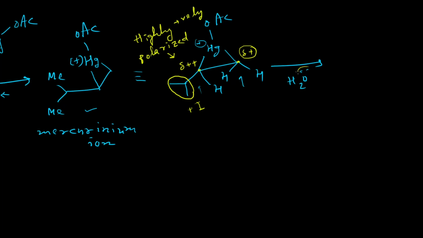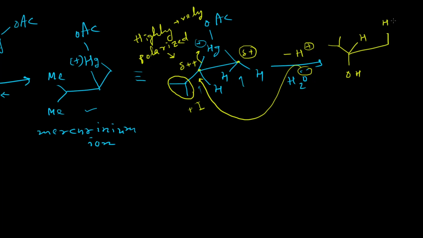So this will lead to the attack by the nucleophile at this center, and this carbon-mercury bond will eventually break, which will lead to the formation of, so an H plus will exit the system after the nucleophilic attack from this oxygen. So after the attack, this organometallic intermediate will form in the reaction mixture.